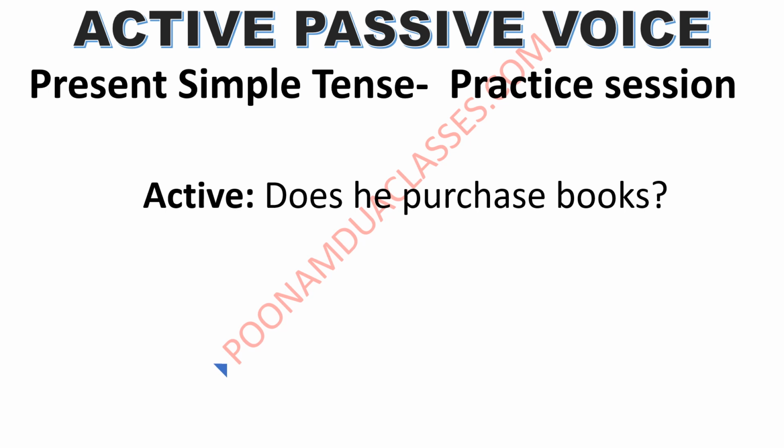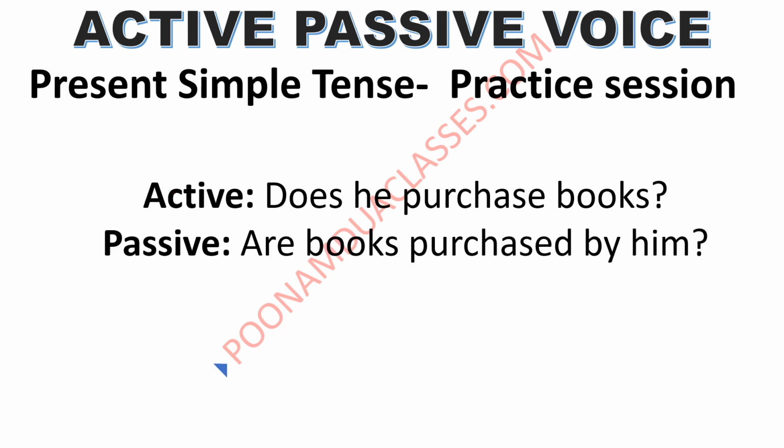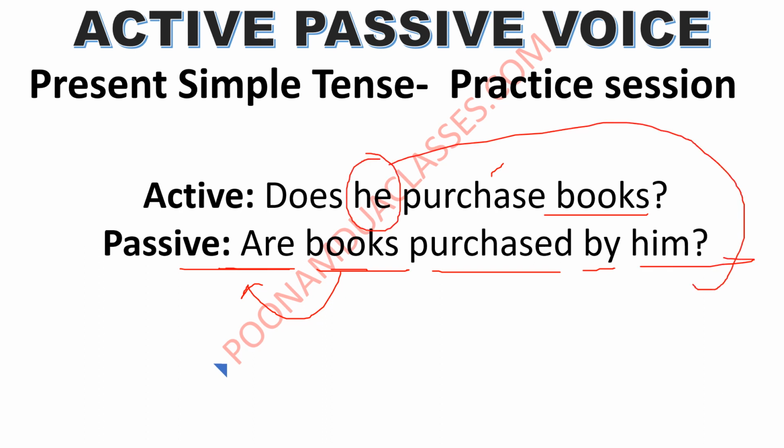Let us do a little practice here only, then I'll ask some questions which you are supposed to answer in comments. Does he purchase books? Think about the answer and match your answer with the actual right answer. Wonderful if you thought the same. It will start with are because now our subject is books. With books, are will suit. Are books purchased, the third form of purchase, by him. He will get converted into him this time.